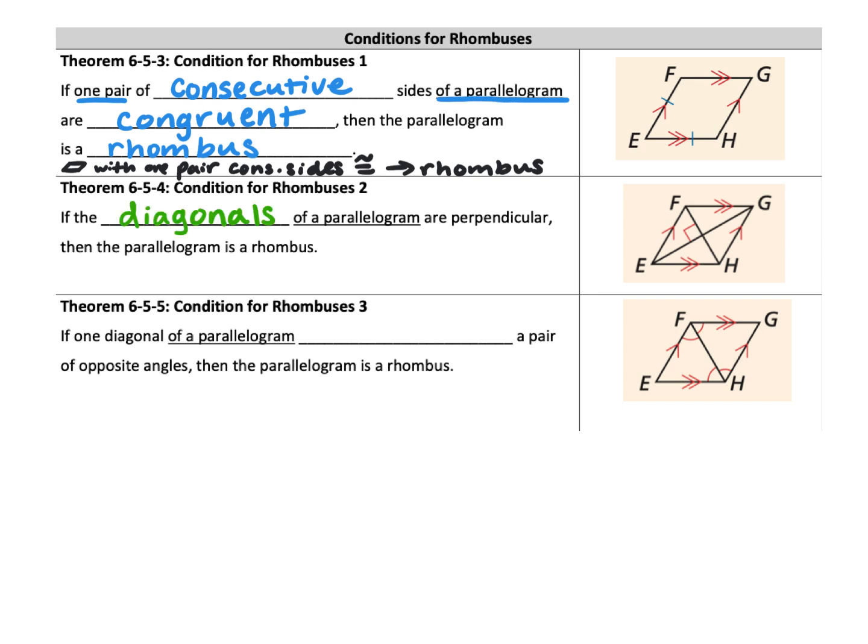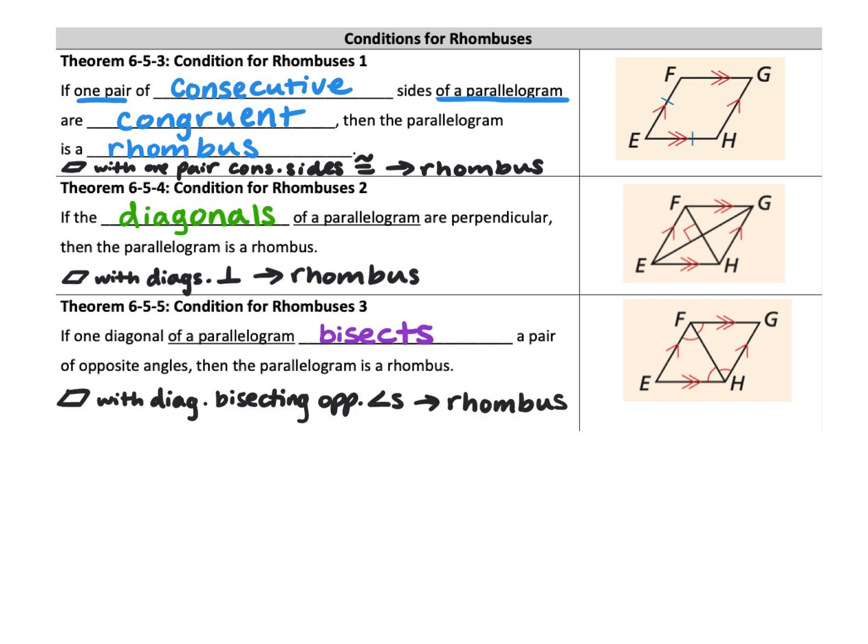The second condition for a rhombus, theorem 6-5-4, is if the diagonals of a parallelogram are perpendicular, then the parallelogram is a rhombus. You can either abbreviate this as theorem 6-5-4, or you can do parallelogram with diagonals perpendicular, arrow, rhombus.